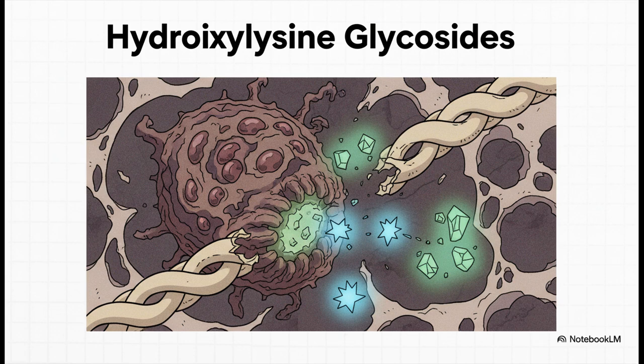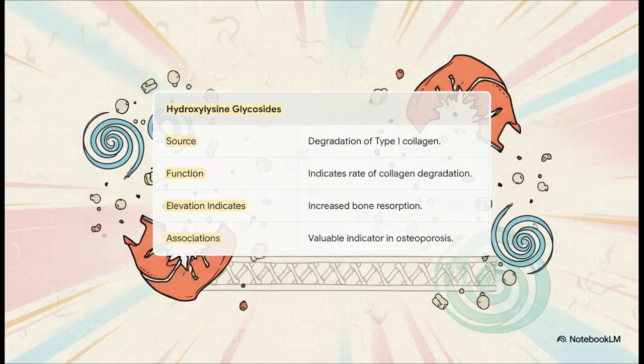Following that same kind of logic as hydroxyproline, hydroxylysine glycosides give us another specific window into the byproducts of all that collagen breakdown. These glycosides are also derived from the breakdown of type 1 collagen. And while they tell a pretty similar story to hydroxyproline, they've turned out to be especially valuable for assessing the rate of bone resorption in diseases where you have excessive bone loss, with osteoporosis being the big one.